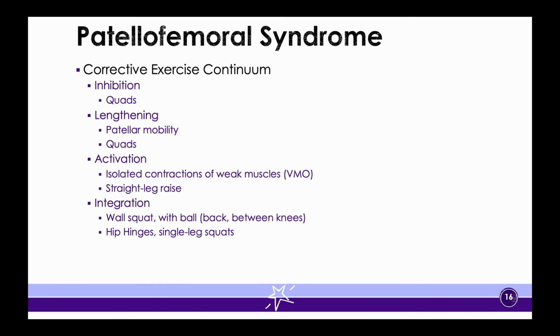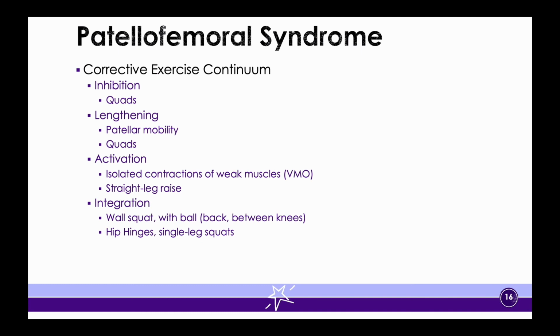So as far as our corrective exercise continuums, again, we're going to inhibit the muscles that are just overfiring. Often this comes on the vastus lateralis, but all of the quadriceps could be inhibited as far as foam rolling or self-myofascial release. Then we can do some exercises like the patellar mobility just to try and loosen everything up in the area and lengthen the connections that we have of the patellar tendon and ligament. And then also doing really good stretches of the quadriceps to try and lengthen those muscles.